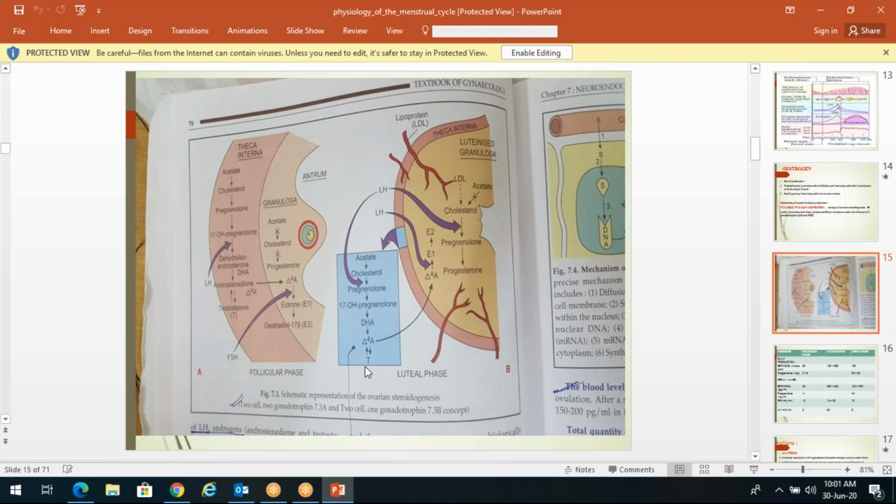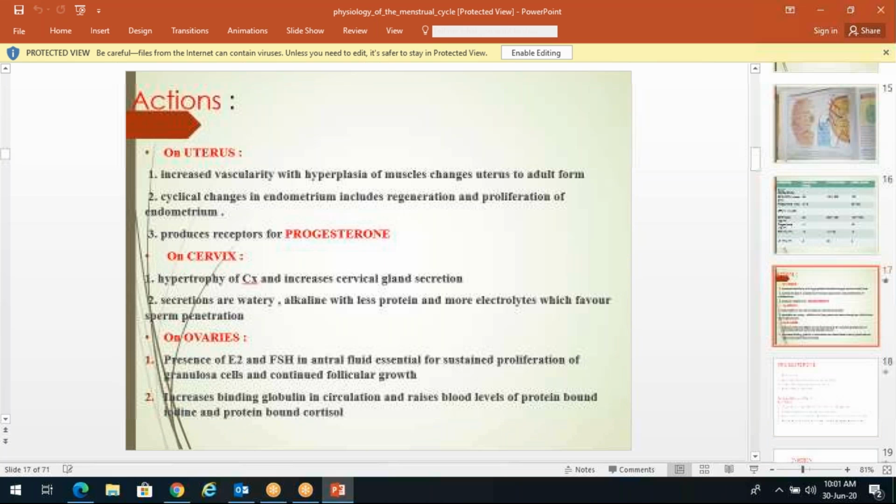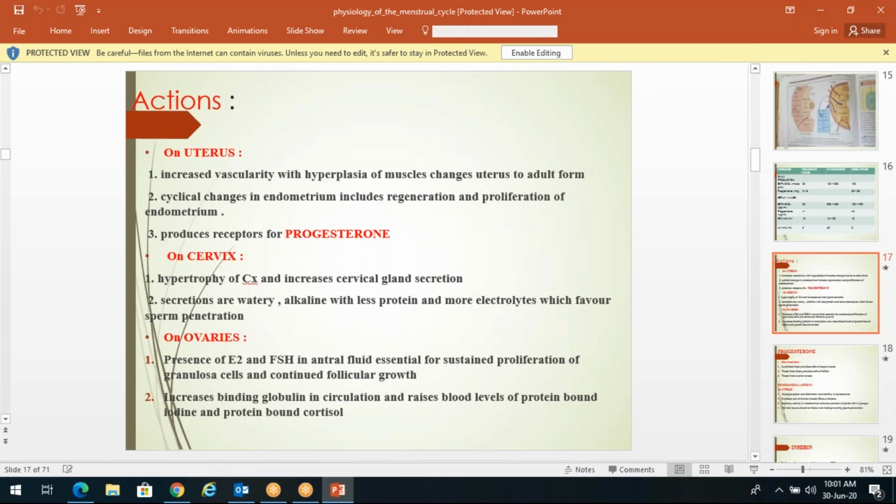So what are the actions of these hormones on the uterus? There will be increased vascularity with hyperplasia of the muscles in the uterus, and there will be cyclical change in the endometrium, which includes regeneration and proliferation of the endometrium and production of receptors for estrogen. What happens on the cervix? There will be hypertrophy of the cervix and an increase in cervical gland secretion. The secretions are watery, alkaline, with less protein and more electrolytes, which favor sperm penetration.